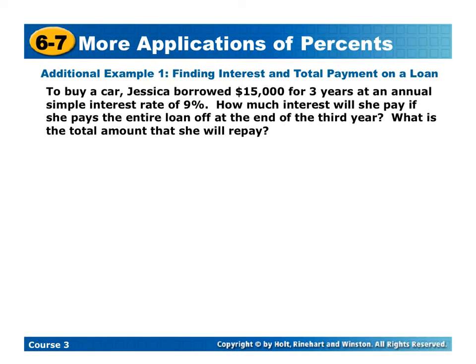Let's look at how we actually use that equation. To buy a car, Jessica borrowed $15,000 for 3 years at an annual simple interest rate of 9%. How much interest will she pay if she pays the entire loan off at the end of the third year? And what will be the total amount that she will repay? So remember, our interest is equal to our principal times our rate times the time. So here we fill in what we know.